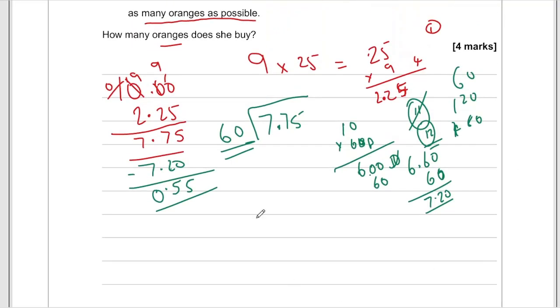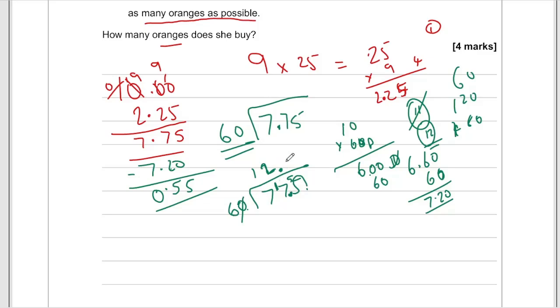Now, if you did want to divide it down, think, if I've got, this is in pounds, well, I've got 775 pence, which is the same as 60. If I divide that by 10, I divide this by 10. So 6 into 7 goes 1, remainder 1. 6 into 17 goes 2, remainder 5. Decimal points there.